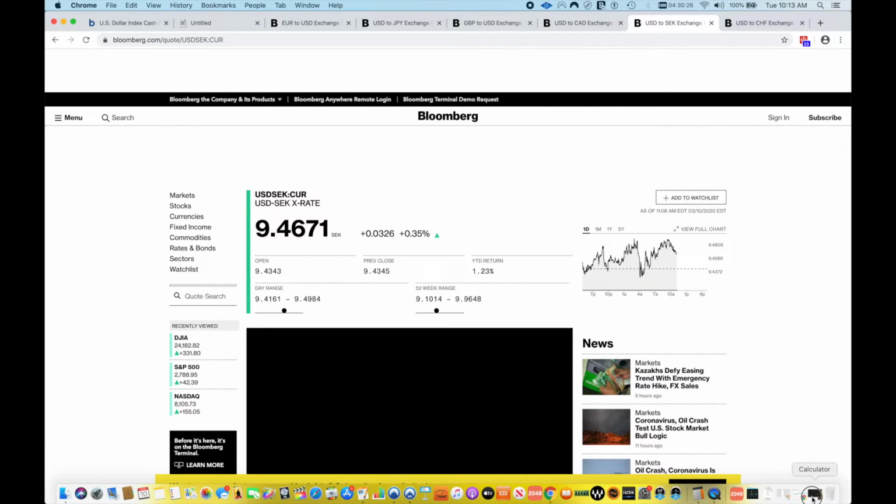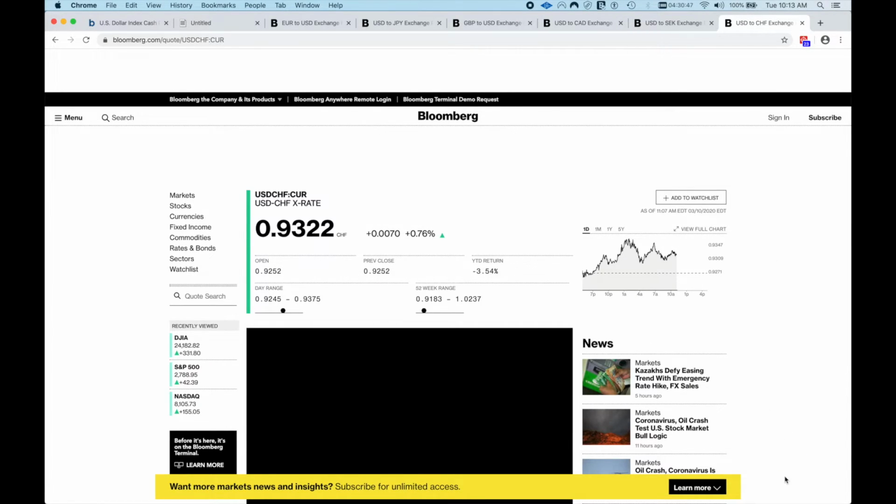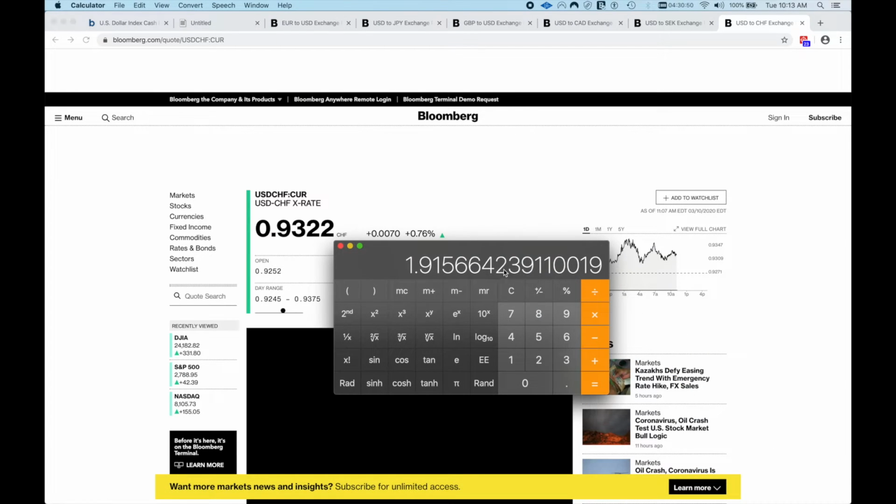And the Swedish krona is second to last here. You multiply this by the value of SEK, that's 9.4671, to the 0.042, which is positive, and you get 1.91566, and so on. And finally, we have the Swiss franc, the value of which is 0.9322, and to the power 0.036 positive.